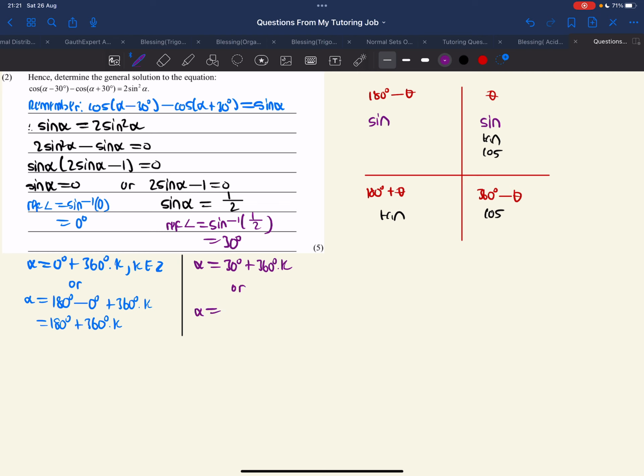Or alpha, I mean to say, it's going to be 180 minus 30 degrees plus 360 multiplied by k, and that is going to be 150 degrees plus 360 degrees multiplied by k.